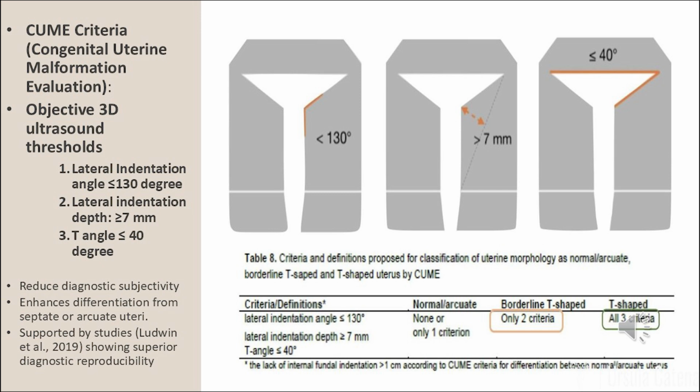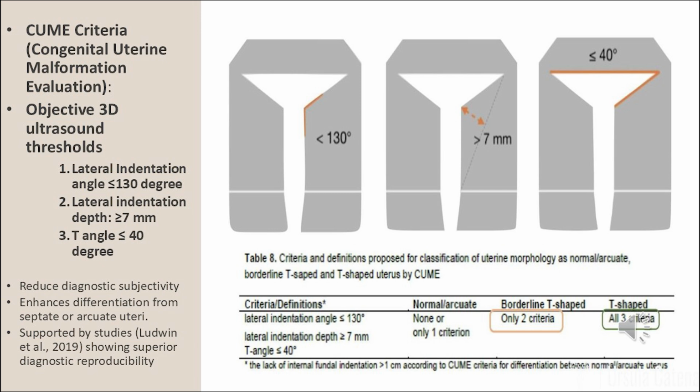And the third criterion is the T angle. Here a line is drawn joining the two interostium and another line joining from the ostia on the ipsilateral side to the lateralmost projection on the ipsilateral side, and then calculating the angle. If this angle was less than 40 degrees, then this was considered positive. So if all the three criteria are satisfied, then it is labeled as T-shaped. If only two criteria are satisfied, then it was classified as borderline T-shape. If none or only one criterion was satisfied, then it was called a normal or arcuate uterus according to this CUME criteria.